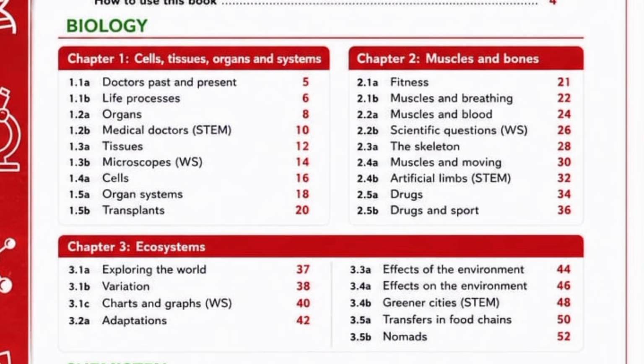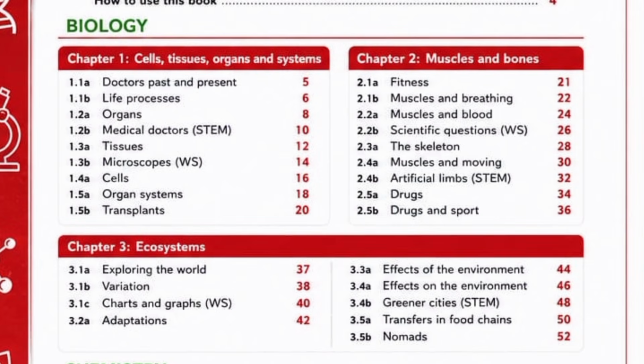Chapter 2: Muscles and Bones. Here, the focus is on our muscles and skeleton and how they work together to produce movement. The chapter also covers fitness, breathing, blood, artificial limbs, drugs, and sports.